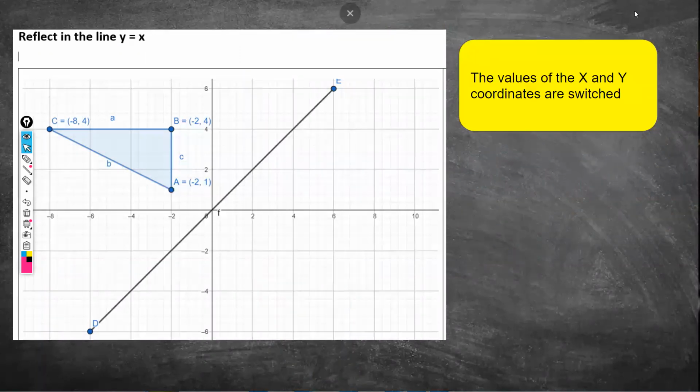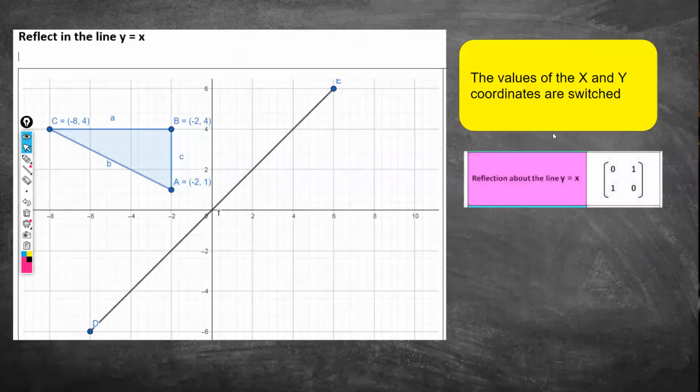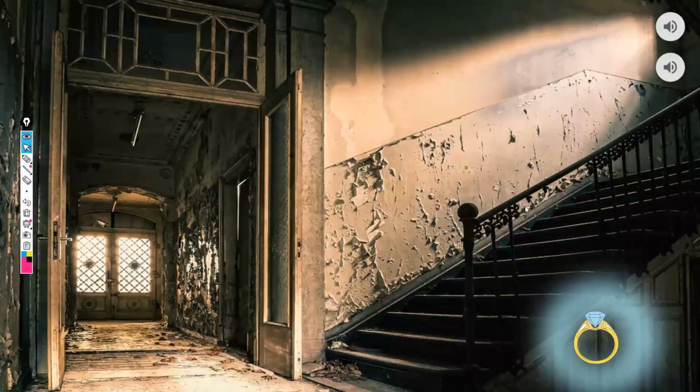Let's move to the next slide. When I explained this one already, you could have used this formula if you wanted to, but you're going to end up with the same answer by just switching the x and y values. So let's progress with the story here.